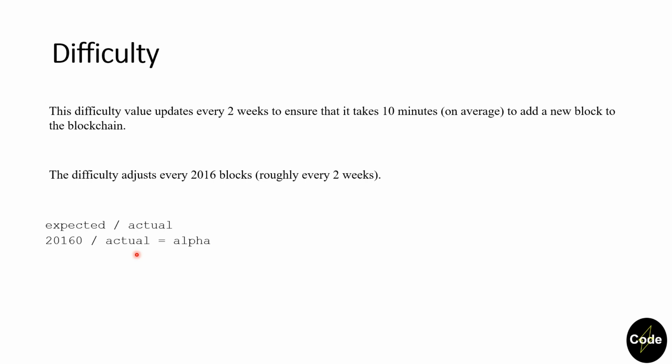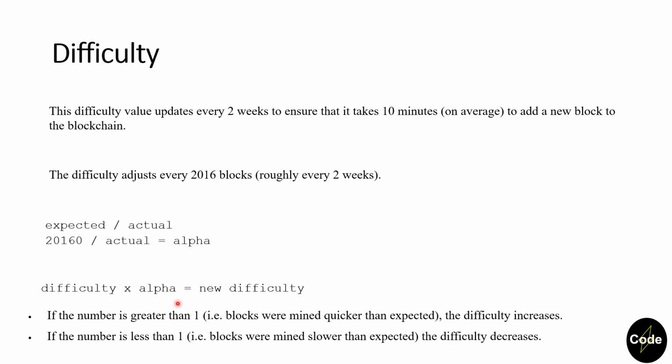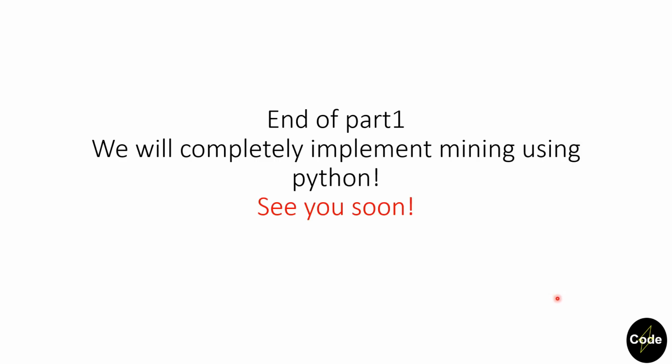And the new difficulty will be adjusted using this number. If the alpha is greater than 1, meaning that the blocks were mined quicker, so the difficulty increases. And if the alpha is less than 1, the difficulty decreases. And difficulty will relate to the target with this formula. In this formula, max target is the target that we used in Genesis block. That's all about the theory of how coin mining works.